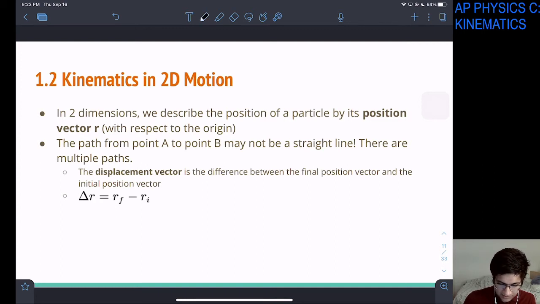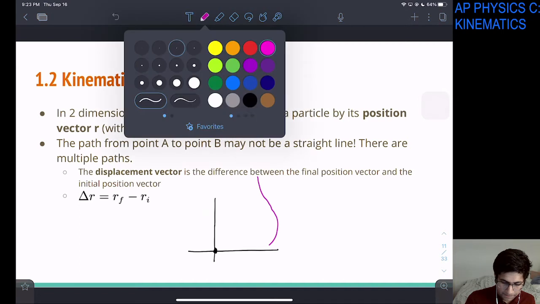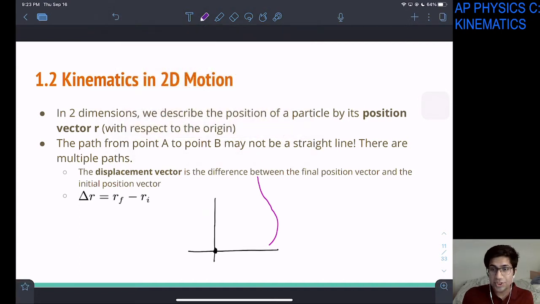Okay, now we're on to kinematics in 2D. In 2 dimensions, we describe the position of a particle by its position vector r with respect to the origin. What does that mean? If you have a coordinate axis here, this is our origin. Now say we take a path like that over there. We have to figure out some way of describing where we are. So we mark the origin as our home, and then we trace out a vector like this here. This is our r, our position vector changing in time.